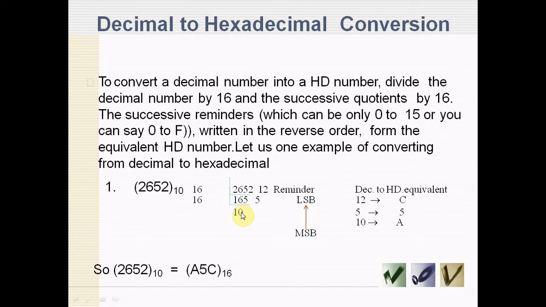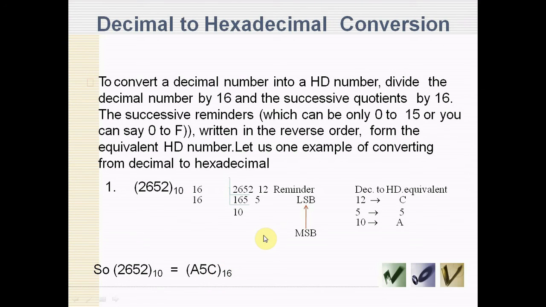Now we divide 2652 by 16. After dividing 2652 by 16, we get 165 as the quotient value and the remainder is 12. Now we again divide 165 by 16. After dividing, we get 10 as the quotient value and 5 as the remainder value. So here we get 10, which is less than 16, so we stop here and write the digits in reverse order, that is 10 5 12.